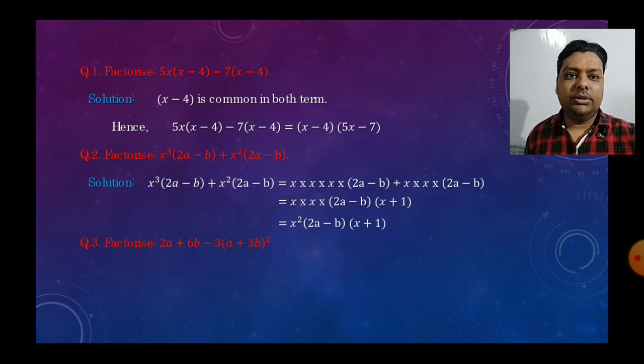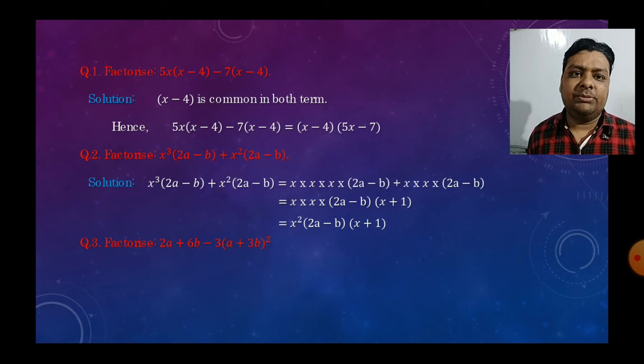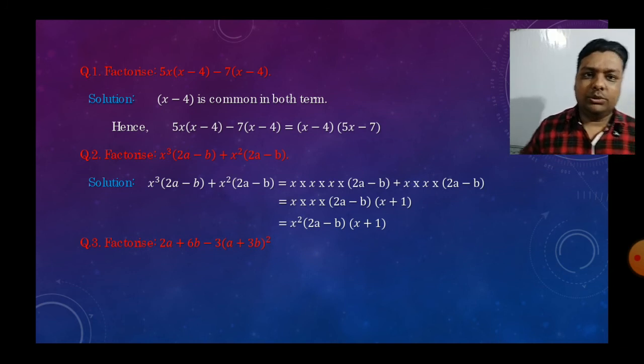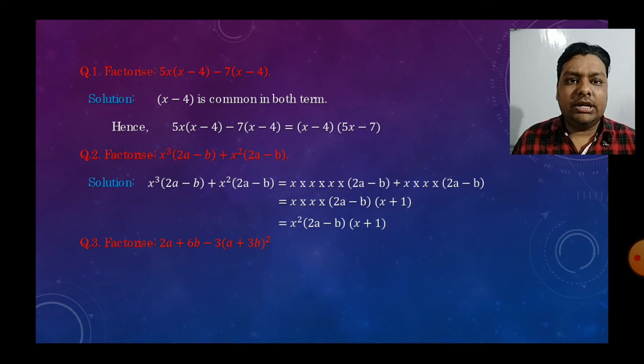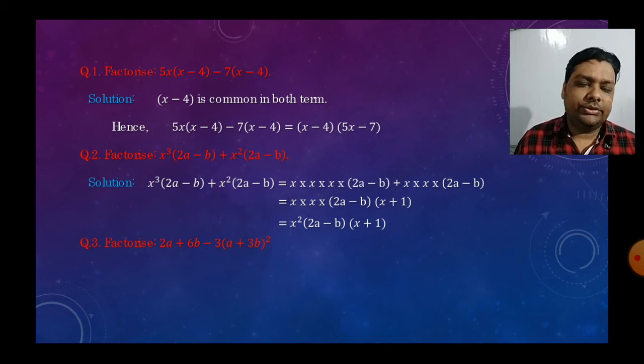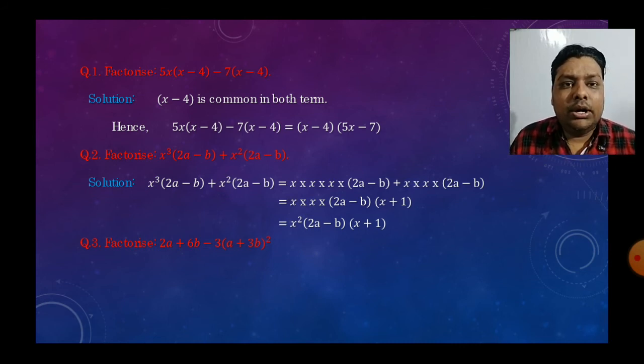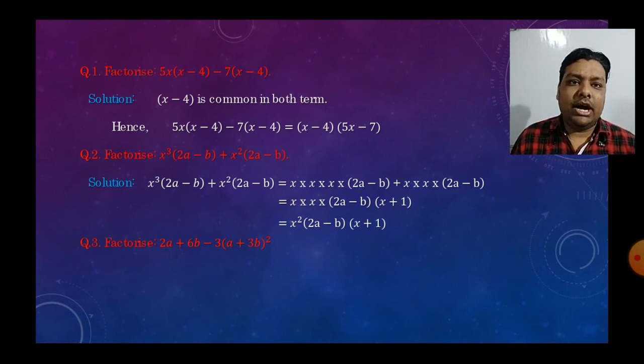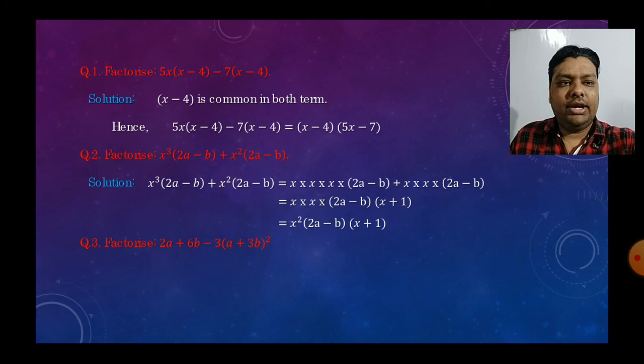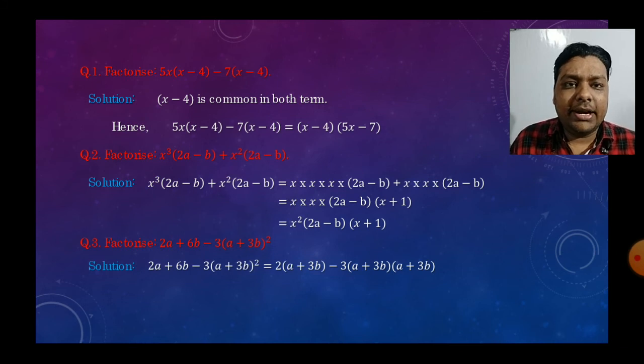Now question 3. This time we have to factorize 2a plus 6b minus 3(a plus 3b) to the whole square. Okay. Now leave the third term. Here you can see there are 3 terms: 2a, 6b and 3(a plus 3b) to the whole square. Take at first the first 2 terms and see what is common in them. At first number and then variable. So variable is not common, but number is common, 2 is common. So we can take 2 common and write 2(a plus 3b), and the third term we can write as minus 3, and here you can see (a plus 3b) to the whole square.